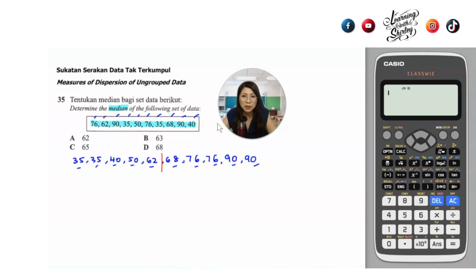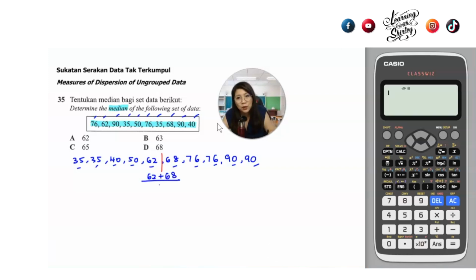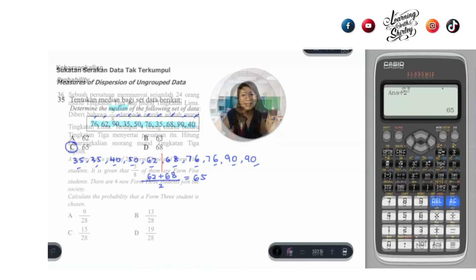So there's no number between 62 and 68, right? So we use the midpoint formula. We use 62 plus 68, and then we divide it by 2. So we will get 65. Let's look at the options A, B, C, D. So the answer is C, 65.